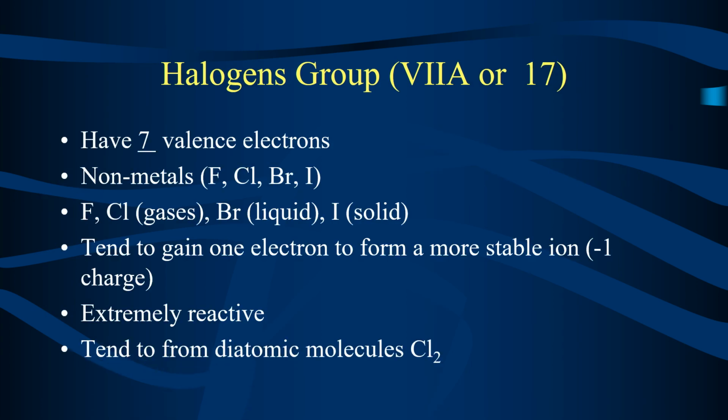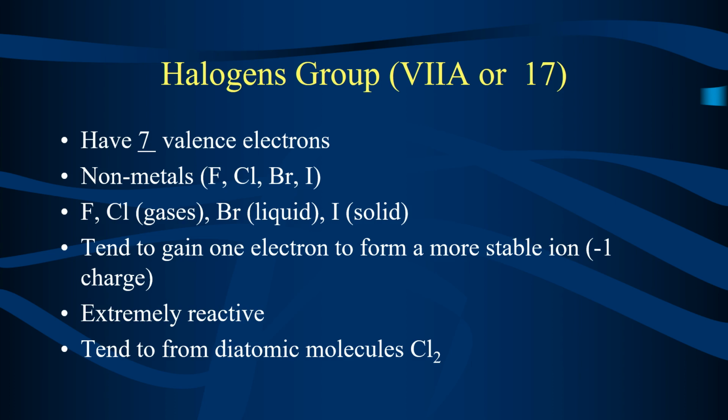I'm just going to leave all of these showing because the other one that I want you to know for sure is halogen. Halogen is group 7A or group 17. So the name of the group is a halogen. They have 7 valence electrons. All of the halogens are nonmetals. So mostly consists of fluorine, chlorine, bromine, and iodine.